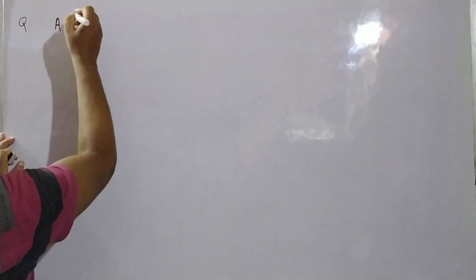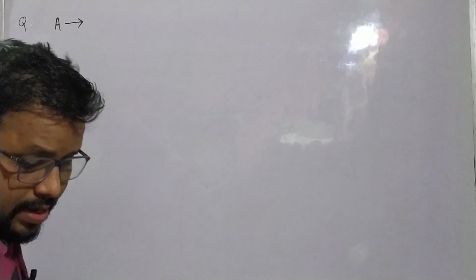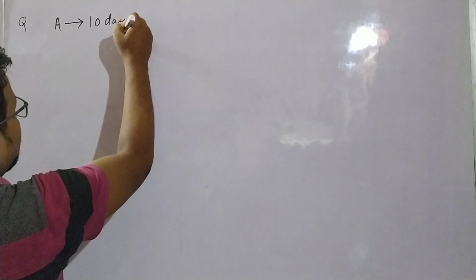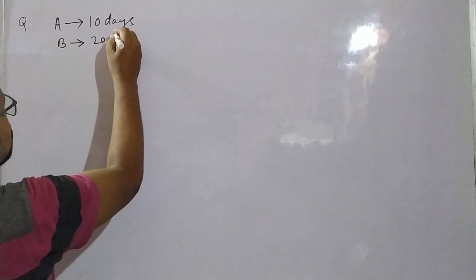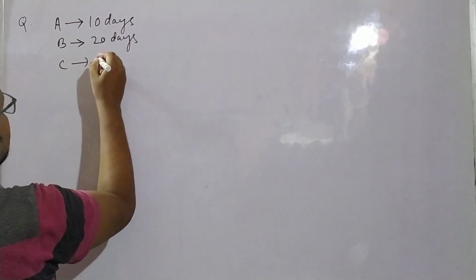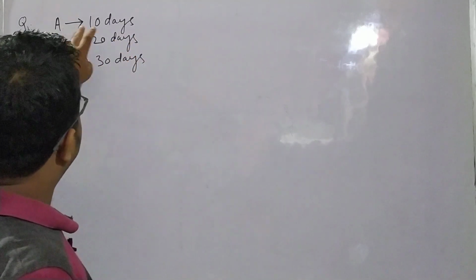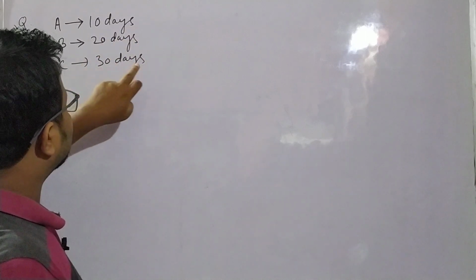So one more question I will try today. Suppose A is doing the work in how many days? A is doing the work in 10 days. B is completing that work in 20 days. C is completing that work in 30 days. So A is completing a work in 10 days, B is completing the same work in 20 days, C is completing the work in 30 days.